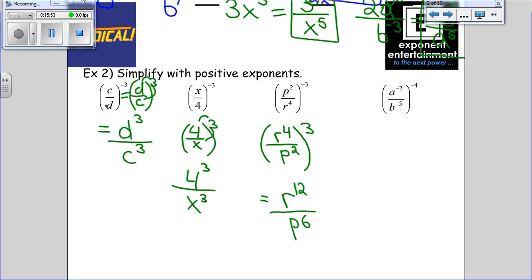All right, last one. This one's a little bit trickier. Your first step is going to be to simplify anything on the inside that you can. You could do this question a whole bunch of different ways. What I would do is I would flip these on the inside to get rid of the negatives on the inside of the brackets first. So I'm going to flip it to become b to the power of 5 over a to the power of 2. But it's all still to the power of negative 4. So you see on the inside, I only changed those around to get rid of the inside negative exponents. The outside negative exponent is still there.